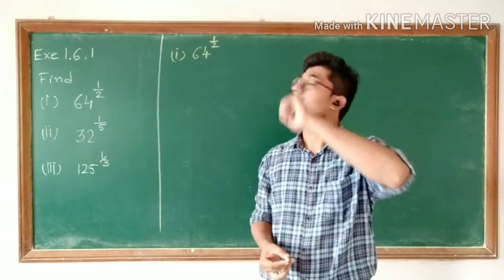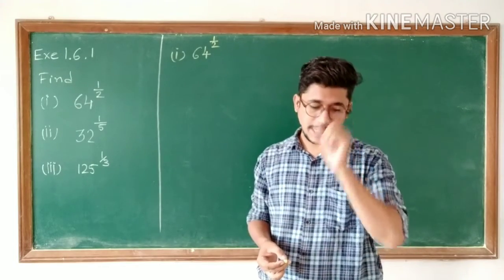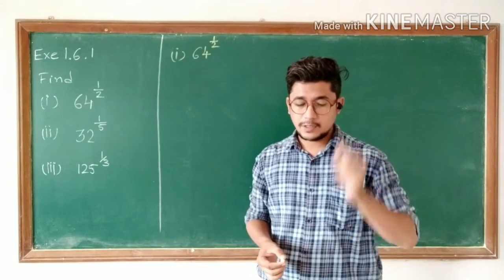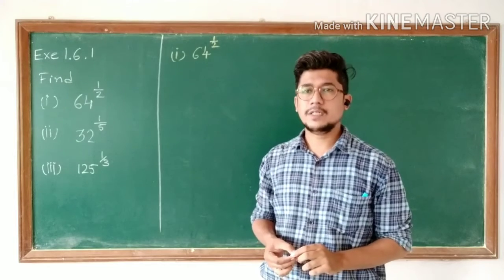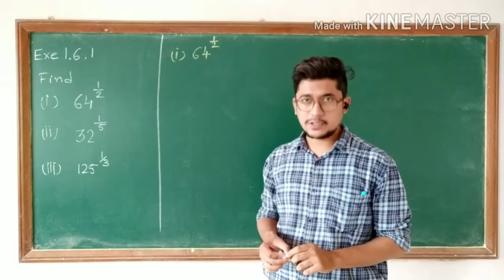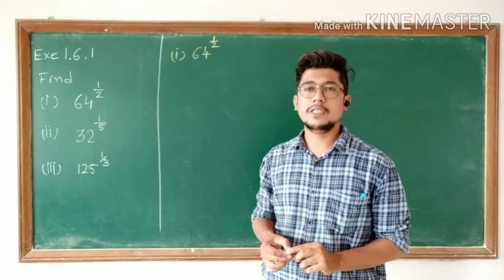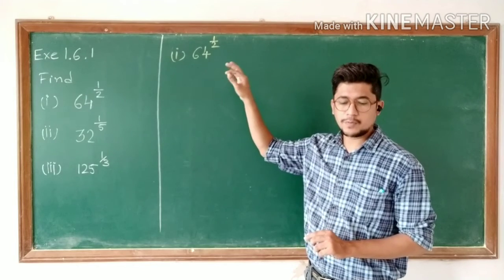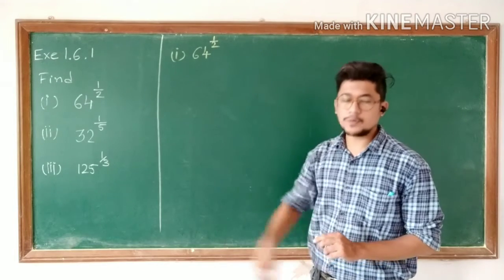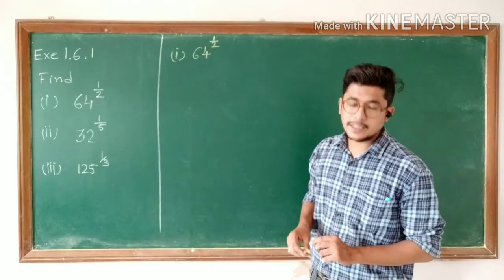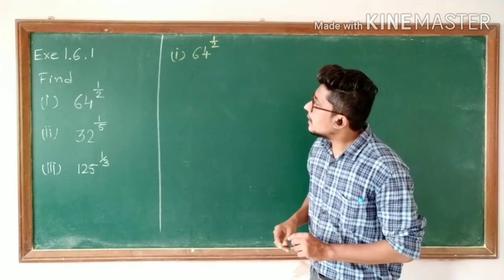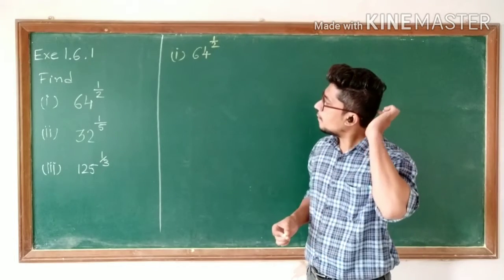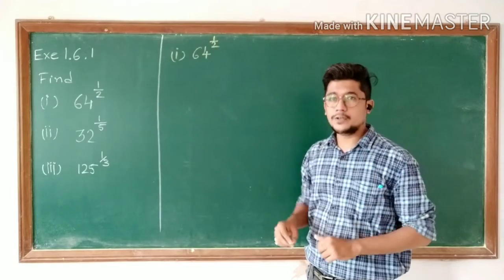Good morning, students. Today we are going to solve exercise 1.6 from chapter 1, which is a continuation from example 21. I think you have practiced all the identities which we discussed in the last online session. Today I will clear all the problems which you have in exercise 1.6. So let us start with exercise 1.6, question number 1, which says find 64 power 1 by 2.